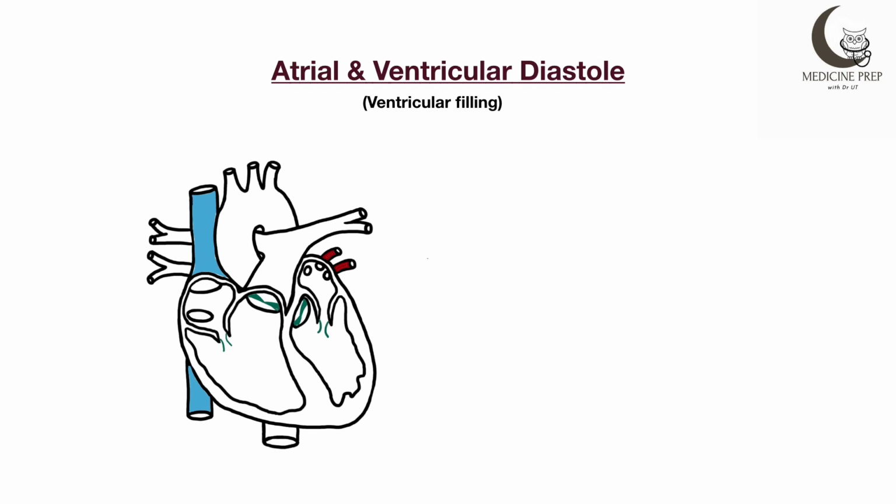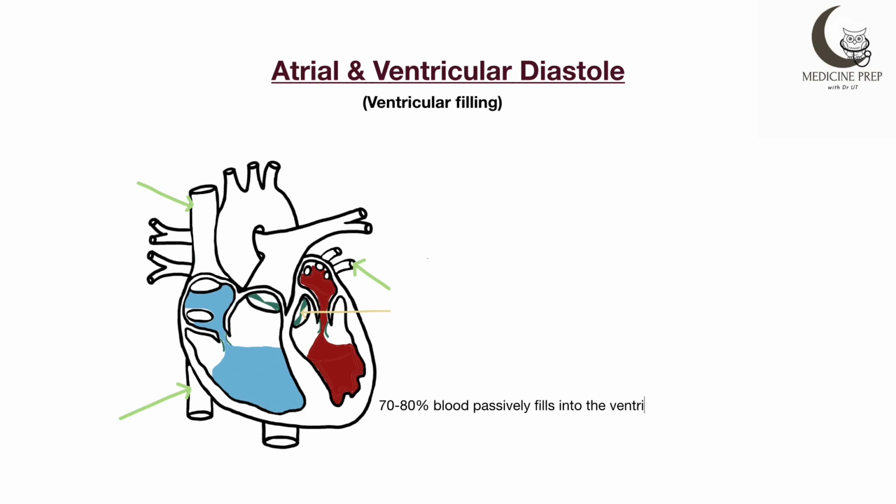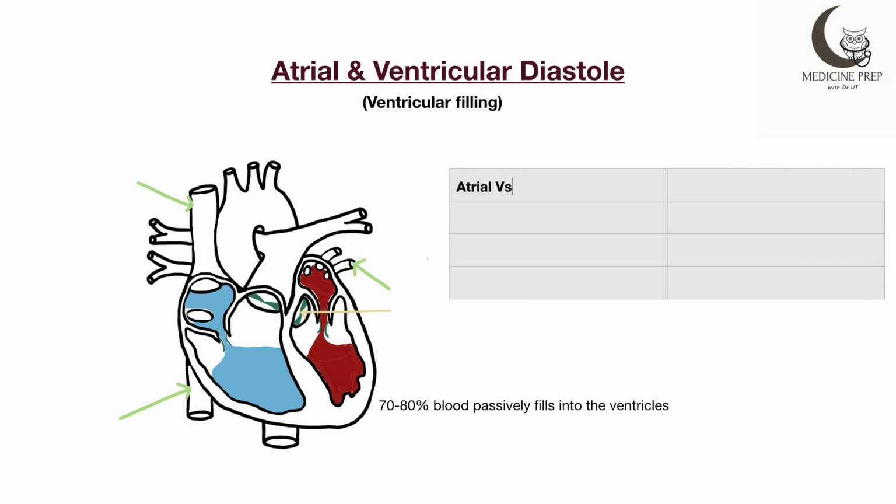During this phase, the blood is returned to the heart through the inferior and superior vena cava and the pulmonary veins. Now, what happens here is that both your atria and ventricle are relaxed, and passively about 70 to 80% of the blood flows into the ventricles. So what are the pressure and volume changes happening here? Obviously, blood is flowing from an area of high pressure into low pressure. So your atrial pressure is greater than ventricular pressure and your AV valves are open.